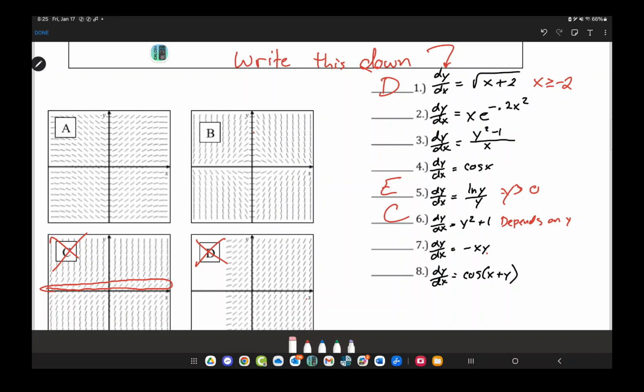Wouldn't 4 be H because it's 0 times something? Yeah. Look at the graph, it does move like that cosine wave. So yeah, 4 is H. Which means 2 is A. Yeah. And 2 is A then? 2 is A. 8 depends on x and gets a cosine wave.